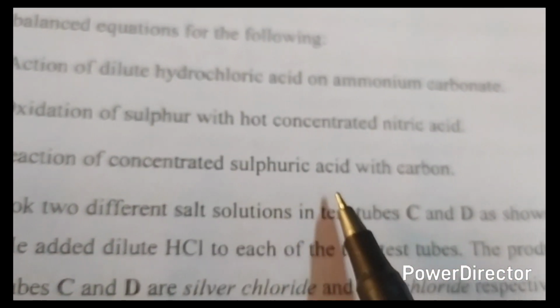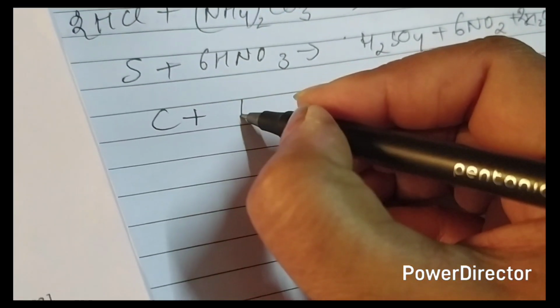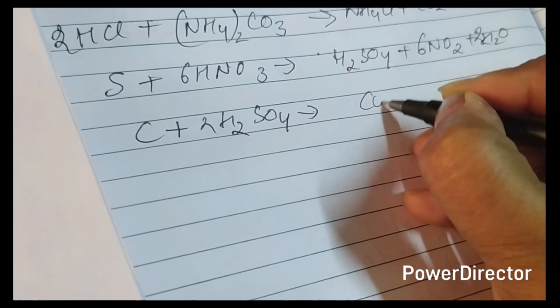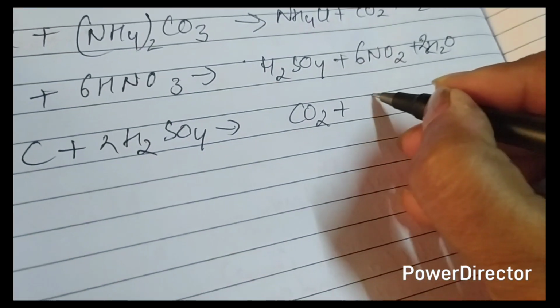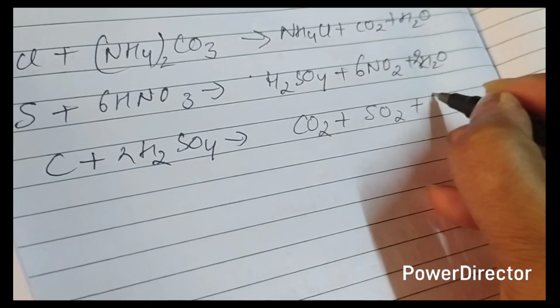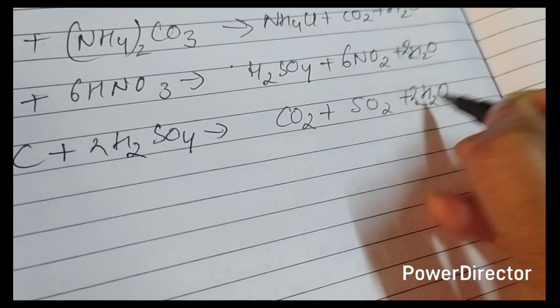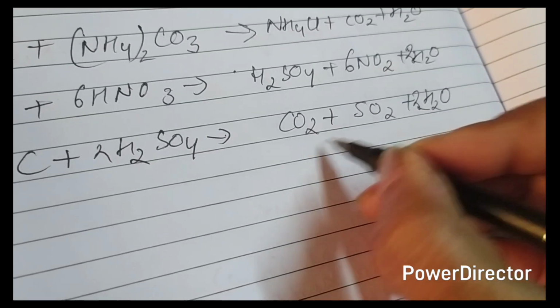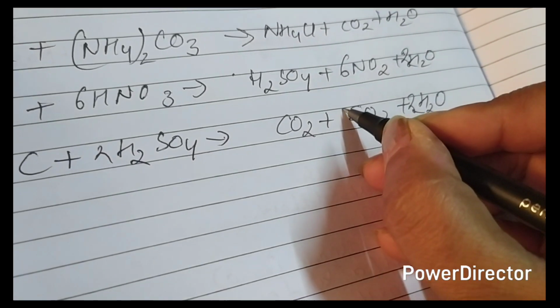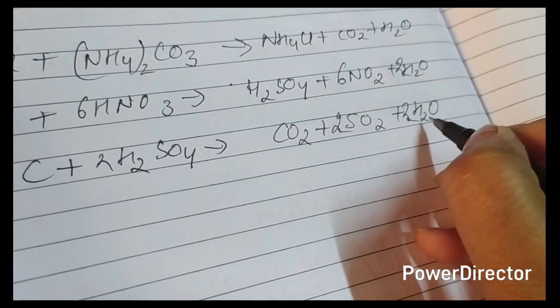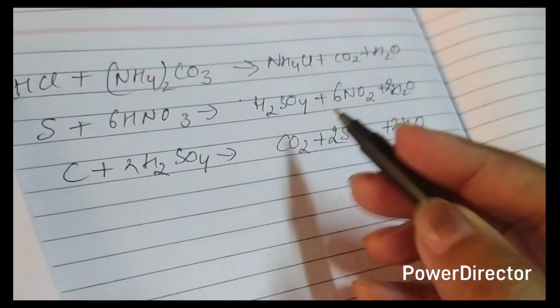And next is reaction of concentrated sulfuric acid with carbon. So with carbon, sulfuric acid will give you CO2 plus SO2 plus water. In every case you have to write the balanced chemical equation, so you have to check that both sides are balanced. Okay, so these are the three equations.